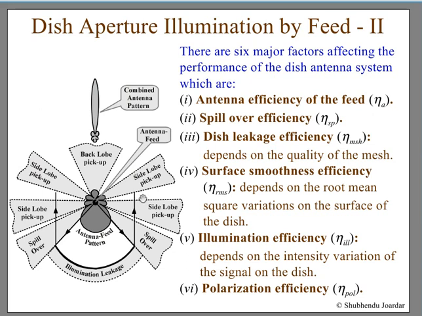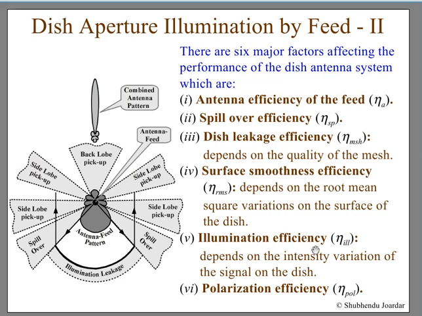assume that a parallel ray is coming here. If it comes here, it has to come here. Then the same wavefront from this point has to come here and meet here at the same time. If it is a perfect paraboloid, they will meet at the same time. But if it is not, then some will meet before and some will meet afterwards, and there will be addition and cancellation. So you will lose some of the power. So that is what happens when the dish surface is not smooth. So that efficiency also you have to measure. That is the surface smoothness efficiency, and it depends on the root mean square variations of the surface of the dish.